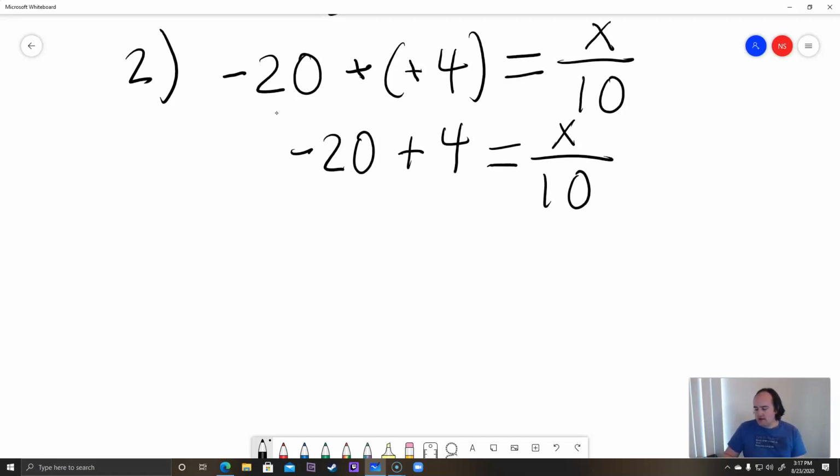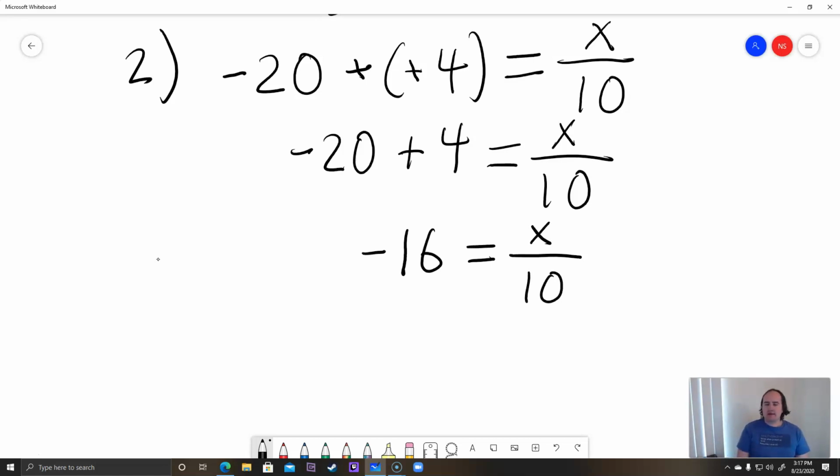Okay, and then combining like terms, what is negative 20 plus 4? Well, these are opposite signs, so we keep the sign of the larger number and we subtract. So we do 20 minus 4 is 16, but the larger number was negative, so that's actually going to give us negative 16. So we have negative 16 equals x over 10. Okay, and then to finish isolating x, what do we do next?